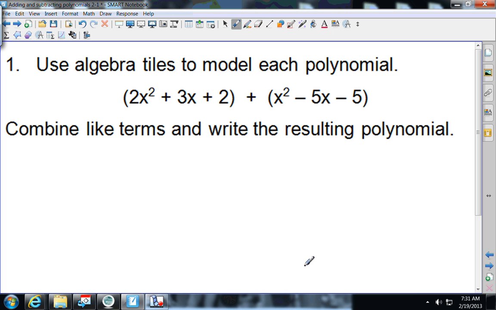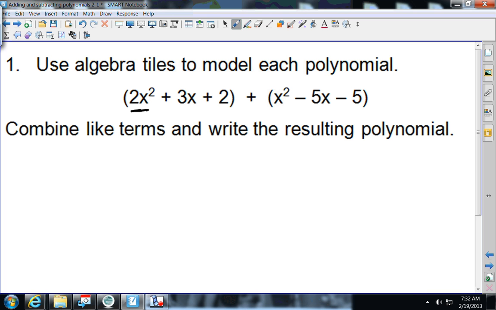Okay, so right here it says, use algebra tiles to model each polynomial. Combine like terms and write the resulting polynomial. So what it's telling us to do is this. First off, this monomial right there says 2x squared. Remember in algebra tiles, x squareds are the large x's. I don't even think we've gone over that, have we?